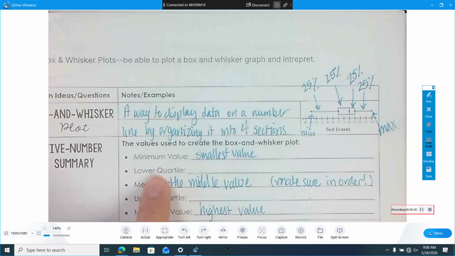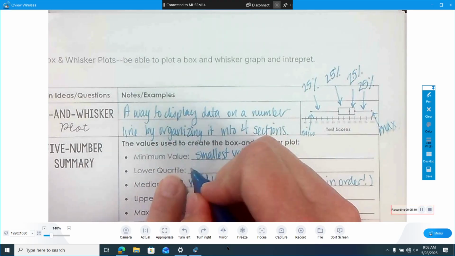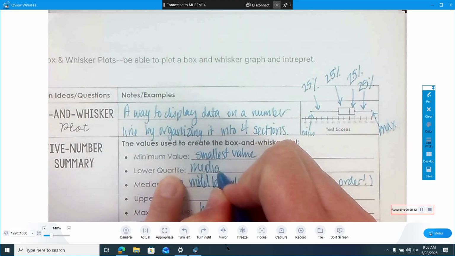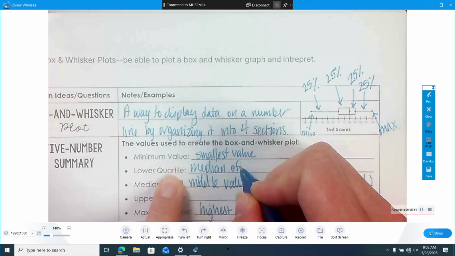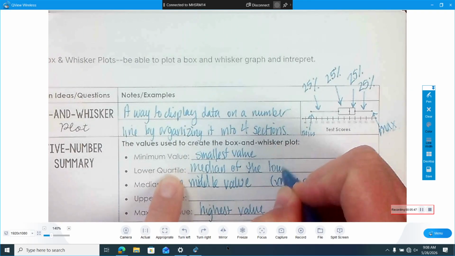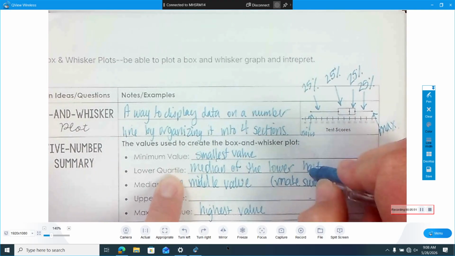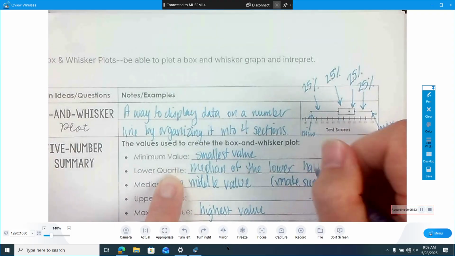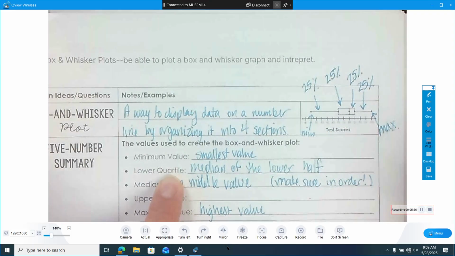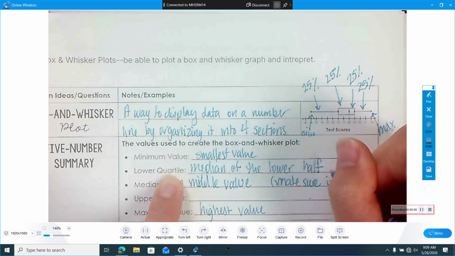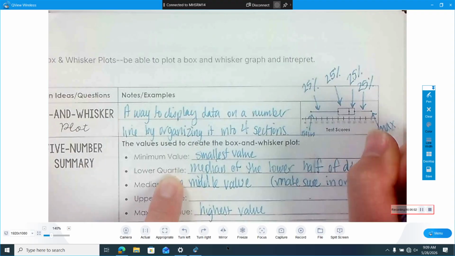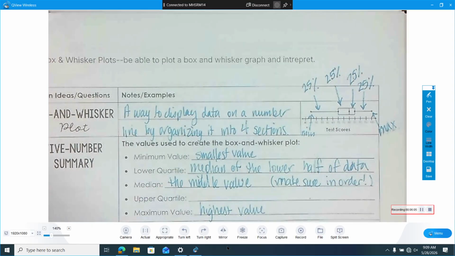The lower quartile is the median of the lower half. Half. H-A-L-F. It's a weird word, isn't it? So we have the lower half of the data. We look just at the lower half of the data and we say, oh, where's the middle? All right?